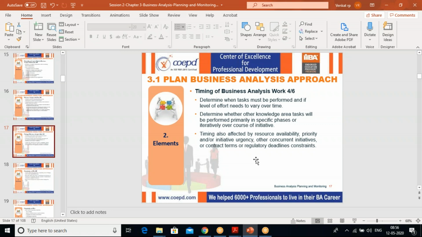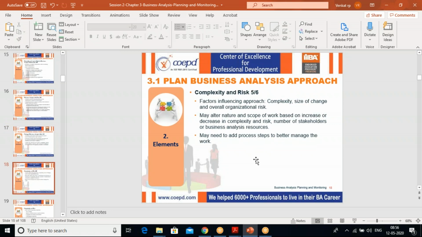Next is complexity and risk. We have to understand when we are planning anything what the risk factor involved is, and what the complexity of doing this business analysis approach is. We need to have an idea about it. Based on that, we break down into multiple tasks and subtasks, and then start working on the subtasks. If your approach is more complex, then at the subtask level you can start including the risk parameters.